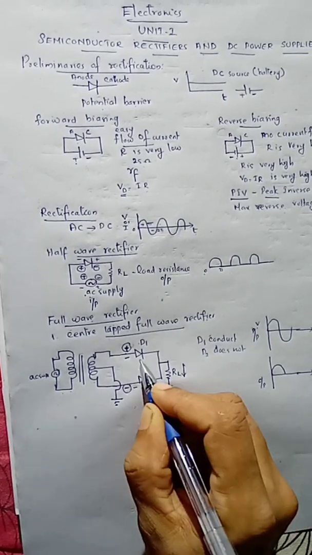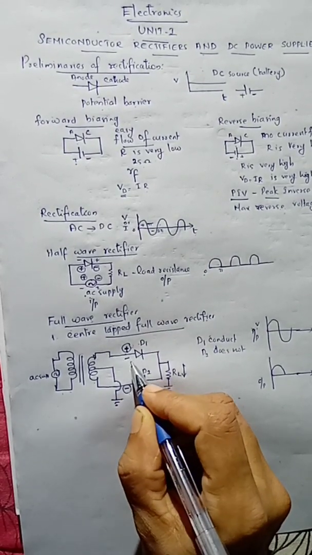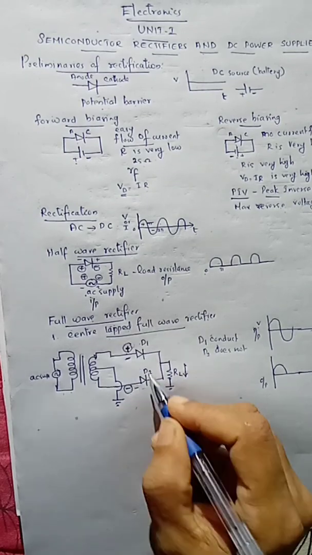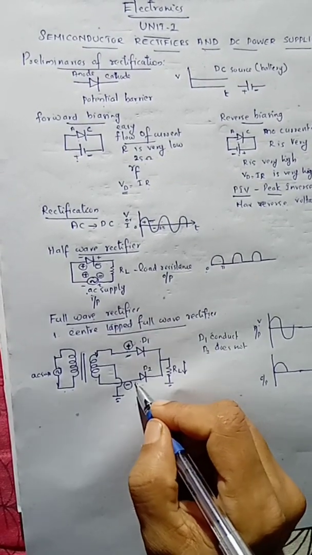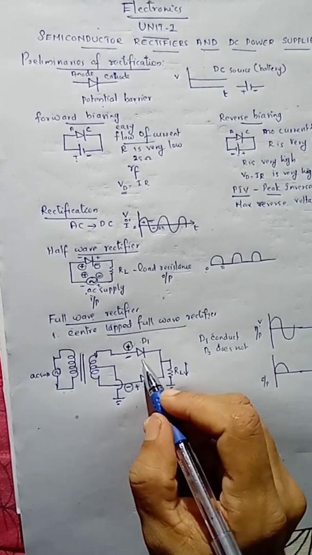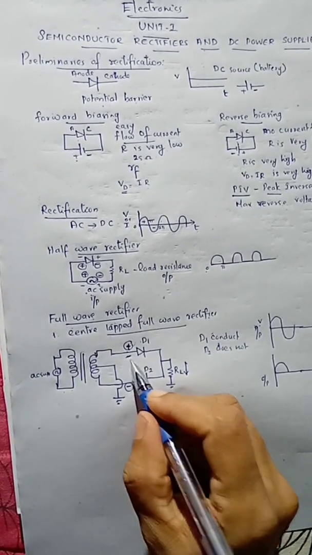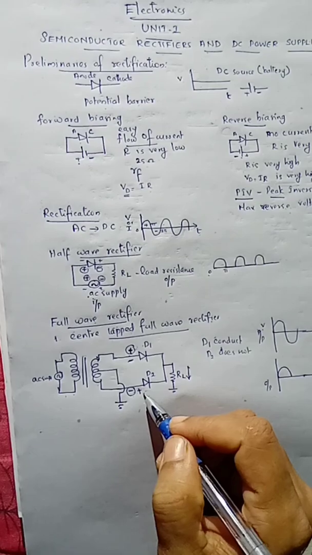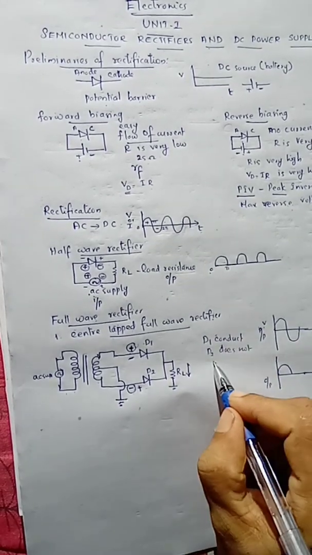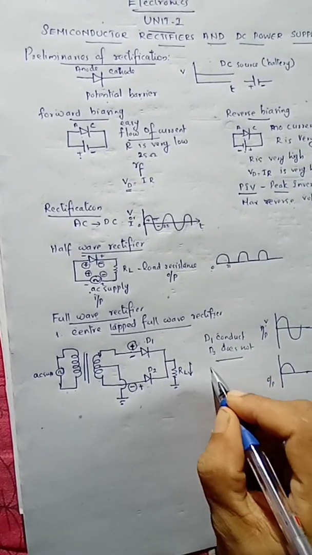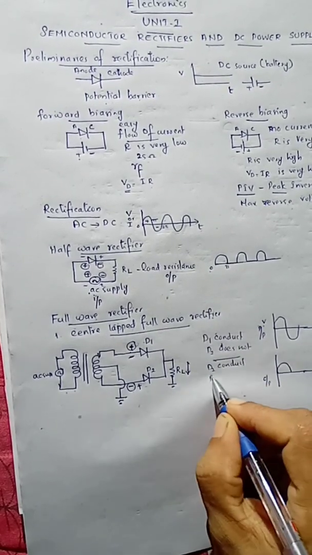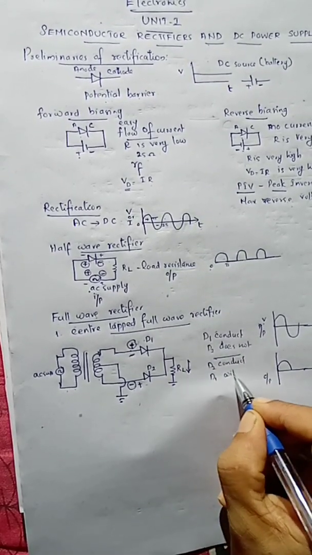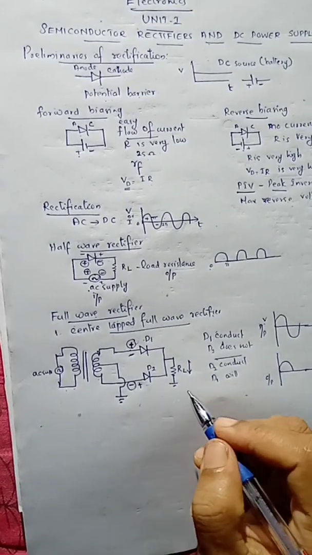So what happens? At the anode of D1, we get negative polarity, and at the anode of D2, we will get a positive polarity. So D1 is reverse biased and D2 is forward biased. So during the next half cycle, D2 will conduct and D1 will not conduct. The case is reversed.